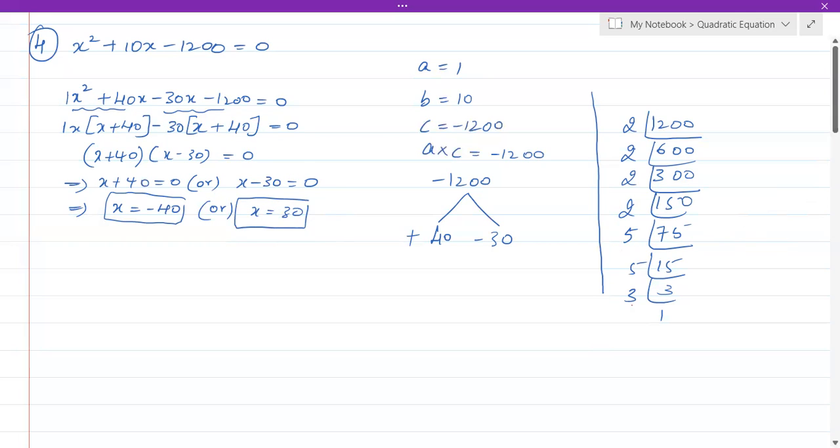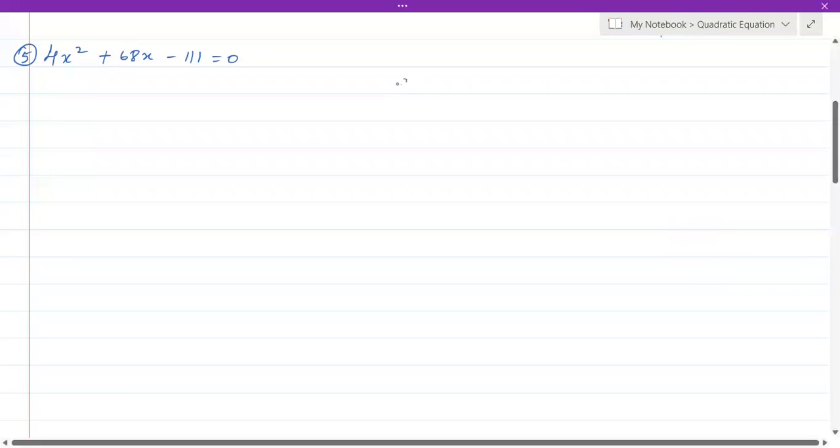Okay, so similarly, let's solve one more problem. We have taken one more question: 4x square plus 68x minus 111 is equal to 0. So again, it is in the standard form. Let's find the value of a, b, c. Here a value is the coefficient of x square, that is 4, and b value is the coefficient of x, that is 68, and c value is the constant term, that is minus 111.